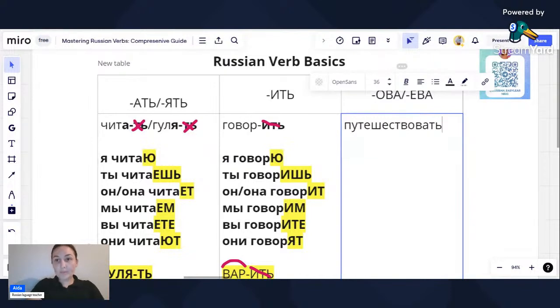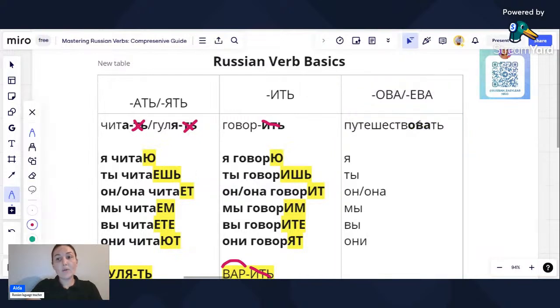Путешествовать. So here you can see this suffix ova. Okay. How to change this verb in the present tense? Okay, let's write these personal pronouns. Я, ты, он, она, мы, вы, они. Okay. So to form present tense of this verb, you need to cut this suffix. So now we talk about present tense.